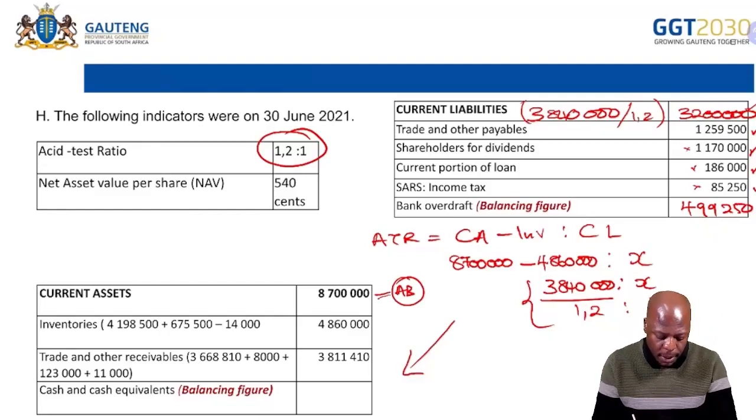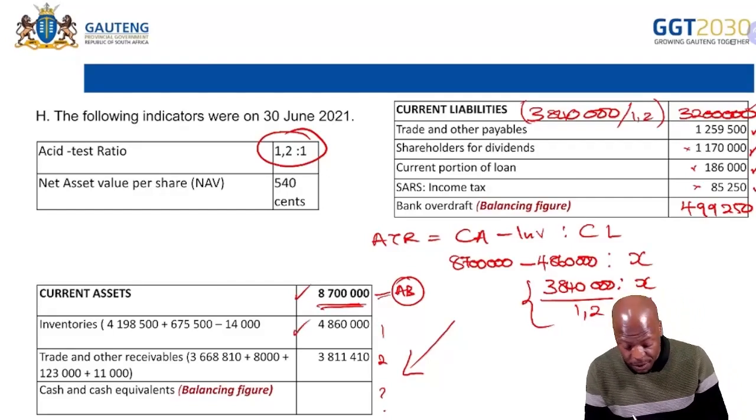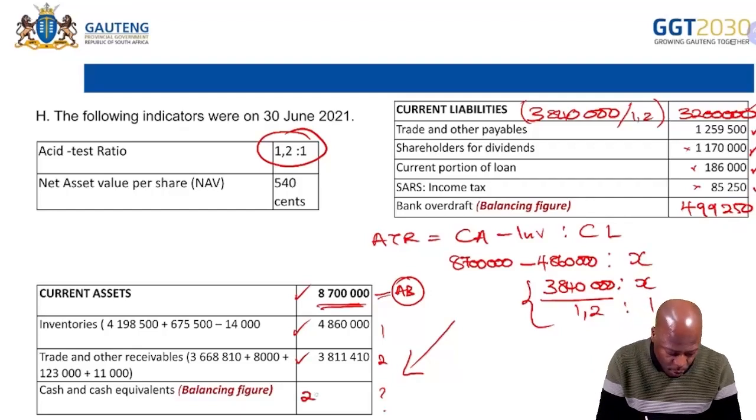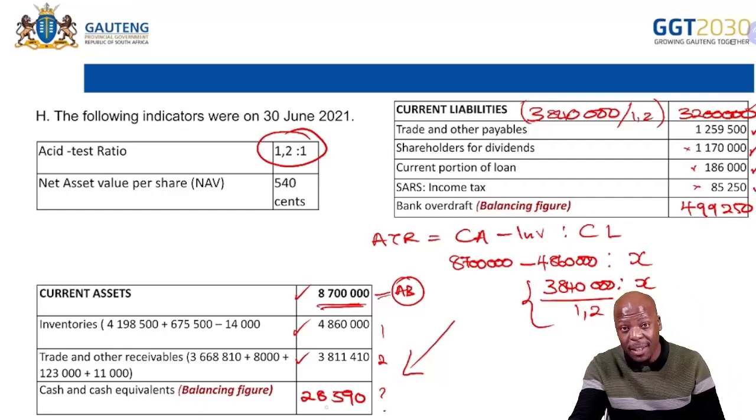And we need to complete our current assets. This is easy now because you have the total. You're given the total here, which is 8.7. You have one value, two values, you're only missing this one. So in other words, if you say 8.7 million minus the 4,860,000 minus the 3,811,410, it should give you 28,590. That becomes your cash and cash equivalents, in this case the balancing figure.